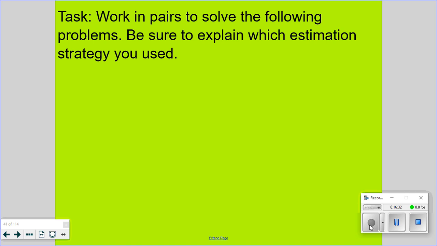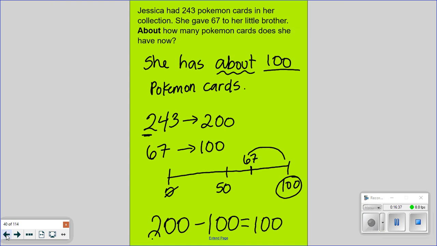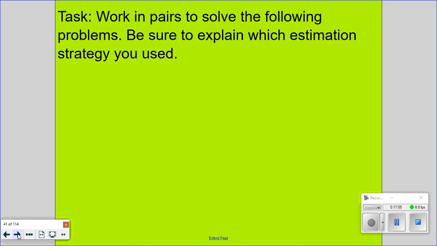Now, just like in mine, you can use 2 different strategies. Penelope liked front end estimation, so we did that first. And then Bowen liked rounding, so we did that second. That's fine. But you guys tell me what strategy you did. Does that make sense? You could do the same thing. You could do the whole thing rounding. I don't care. But you have to tell me what strategy you used. Does that make sense? Are there any questions before I put you in partners? We good?